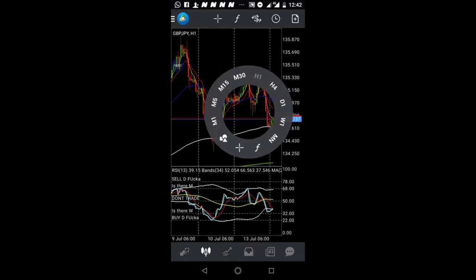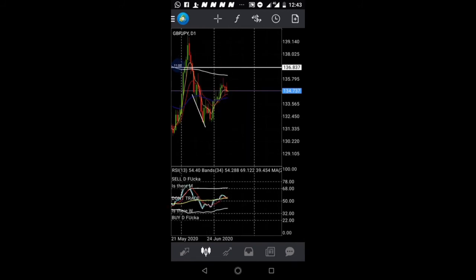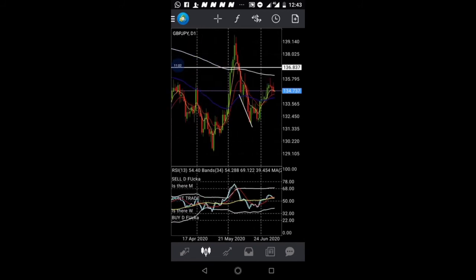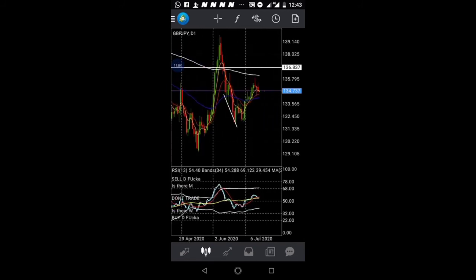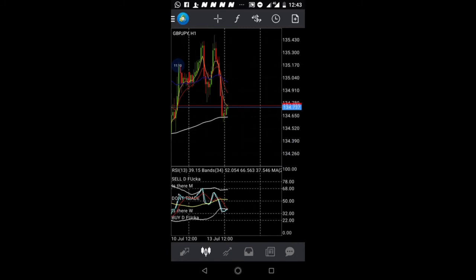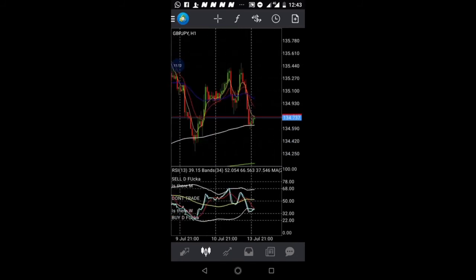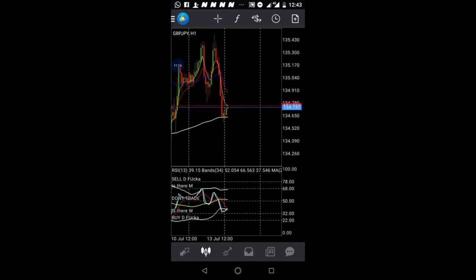If I was to, let's look at the daily time frame. Okay, we're not really getting any signal here. But I think for the GBP USD, we'll get to that. Let's go back to our H1 chart. So for the GBP JPY, likewise for the GBP CHF, I'm only going to go for sell opportunity.